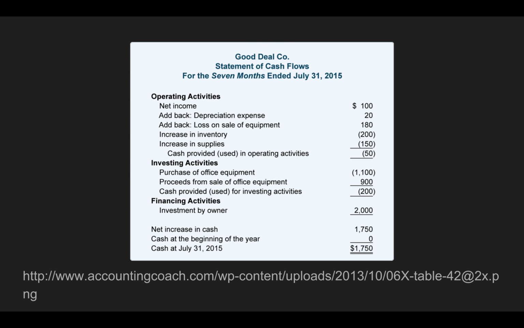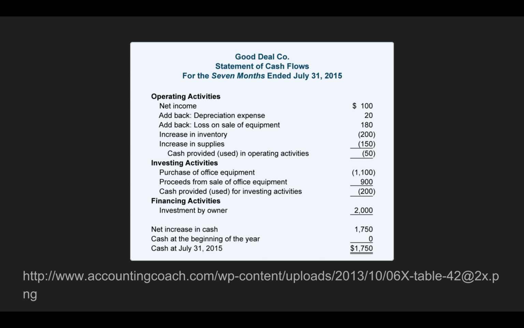I'm assuming that this is 1,000, but we don't see that. But purchase of office equipment was 1,100, and they sold office equipment. So there you can see that they bought new office equipment, sold old office equipment, and the net change was $200 red. So $200 down. And then I would imagine that the owner invested $2,000 to offset some of the use of cash during this period, to give the net increase in cash a positive $1,750.